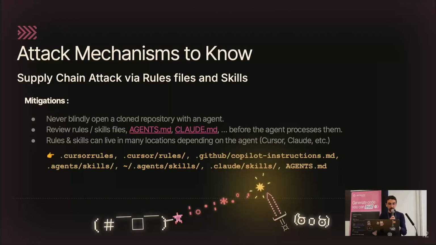So one of the mitigations for this type of attack is to never blindly open a cloned repository with an agent, and to always review the rules and the skills files like agents.md and claude.md before the agents process them. And rules and skills can live in many locations depending on the coding agent you are using. For example, Cursor, Claude, Gemini. And these are some examples of where to find these skills files and rules files.